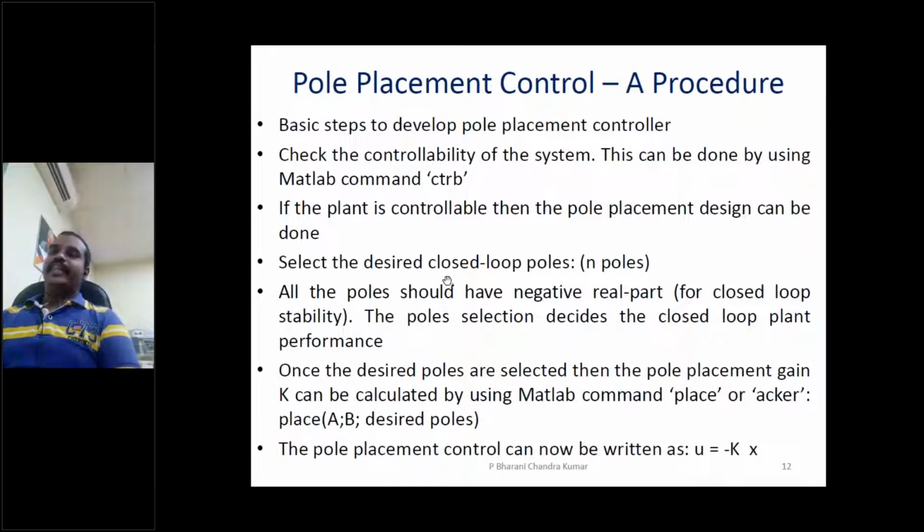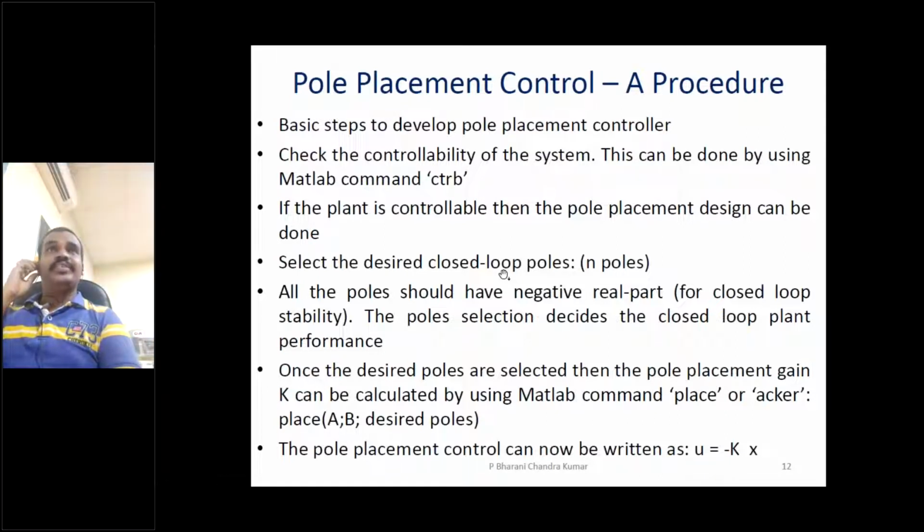The next thing is you have to select the desired closed loop poles. These can be selected based upon the plant at hand. If you want your system to be very fast, then place the poles very far away from the origin. For example, systems which are very fast are power electronic devices, where you want the settling time to happen in microseconds or even nanoseconds for some applications. For those kinds of systems, you have to place the poles very far away, like minus 100,000 or so on.